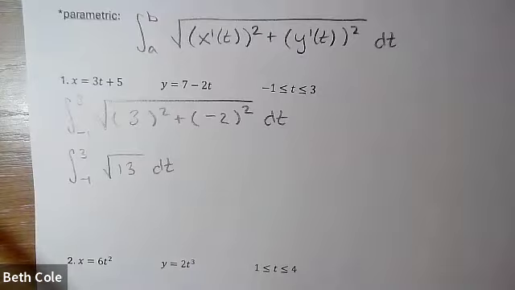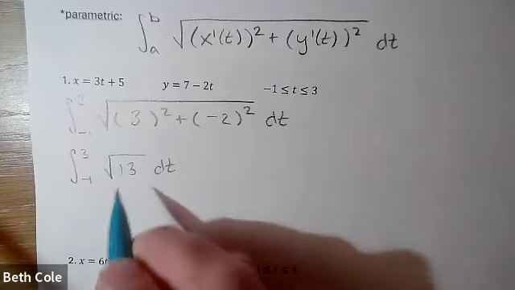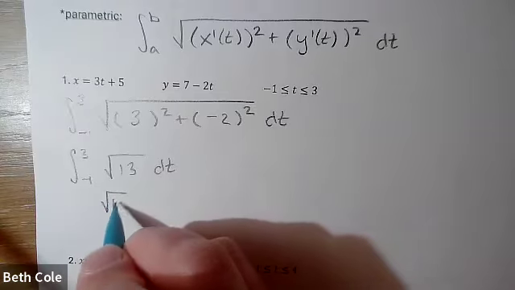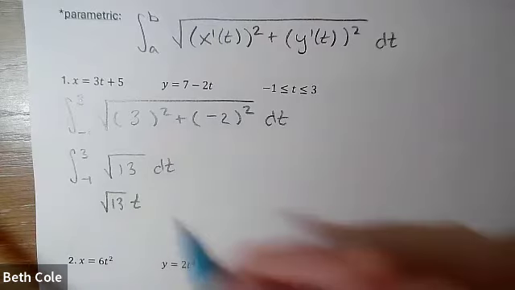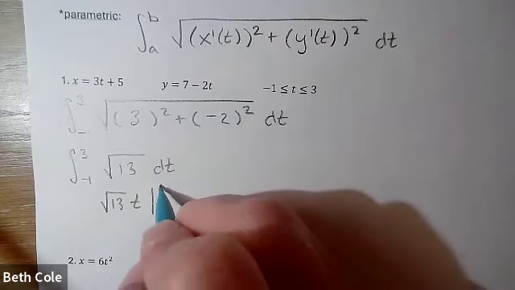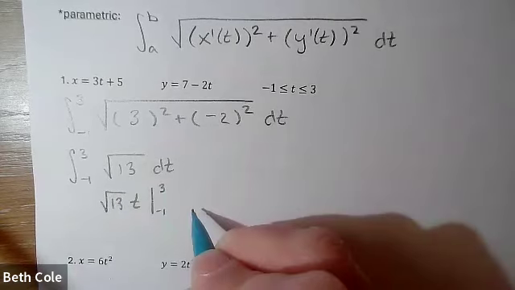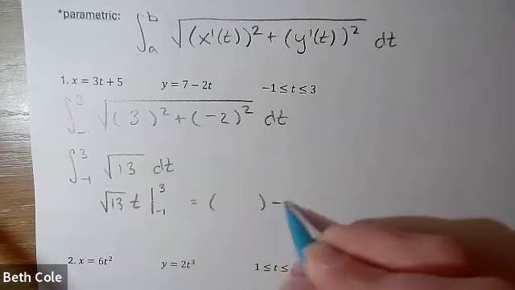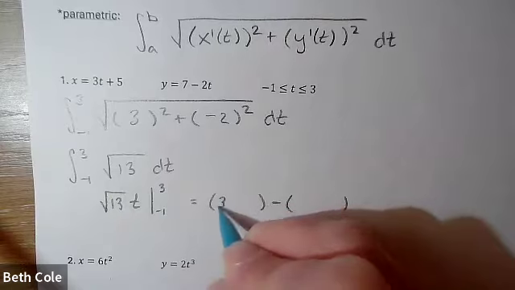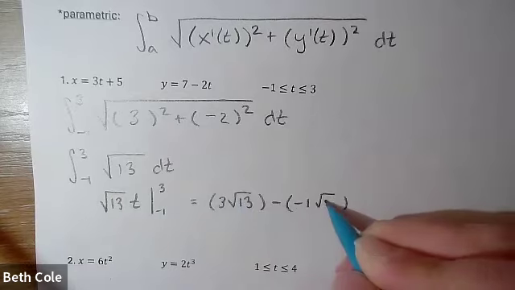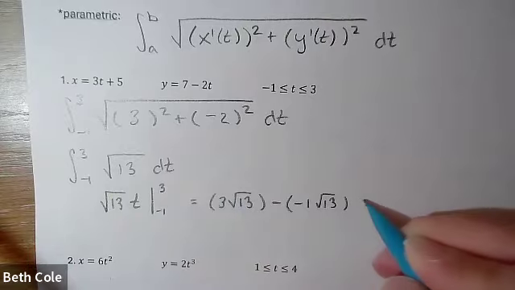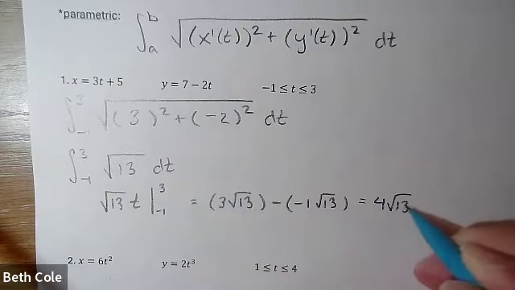Square root of 13 would just be a number. So pretend it's like 4 or something. Pretend it's like a really simple number. When you do the antiderivative, it's going to be that t, just as though if there was a 4 there, the antiderivative would be 4t, and then such that -1 to 3. And so we're going to do upper minus lower. So 3 square root of 13, and then this would be -1 square root of 13. Negatives cancel, you get 4 square root of 13.